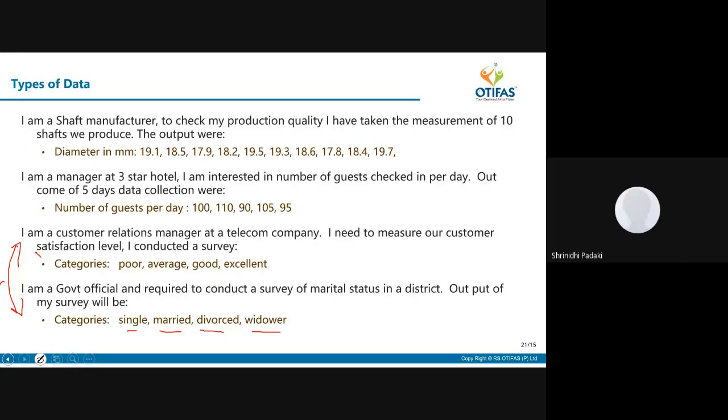Similarities: it is qualitative. The before two were quantitative. Yes. Another similarity is that both of these data will be discrete. The nature of these will be discrete, not continuous. Good. You can count it, isn't it? Yes, correct. That's a similarity. You can count how many poor, how many single, etc. You can make a bar graph. Yes, correct. Now, what is the difference?